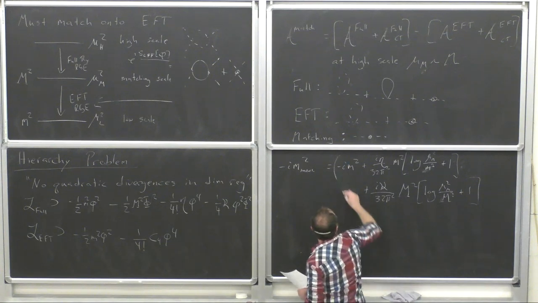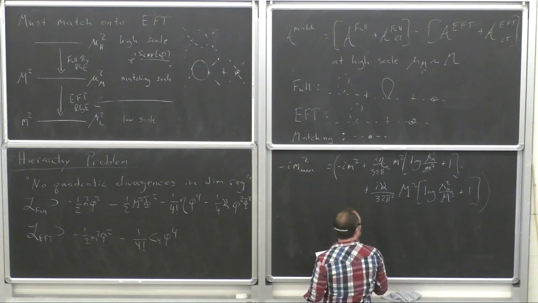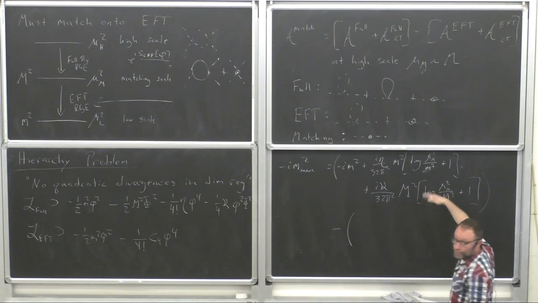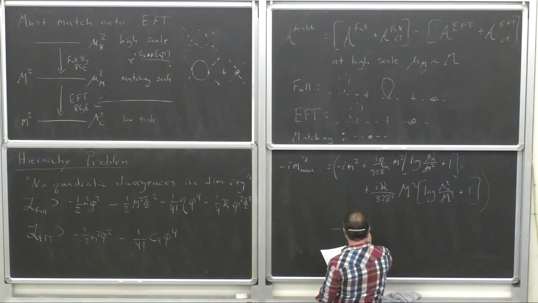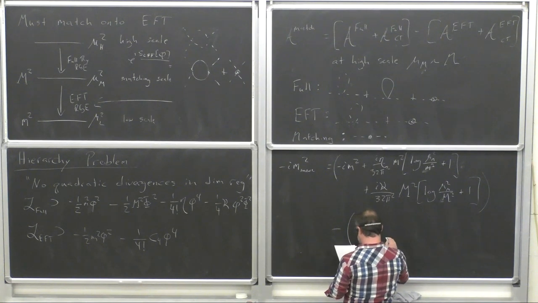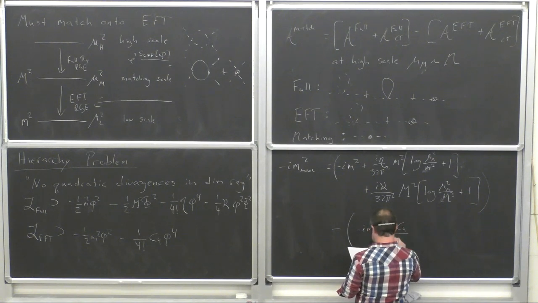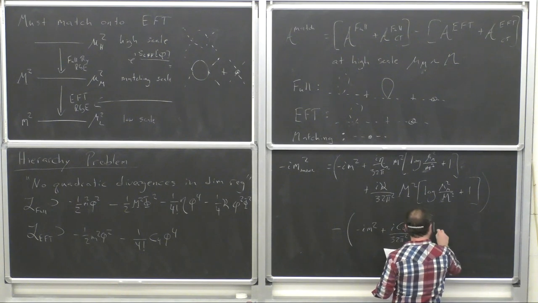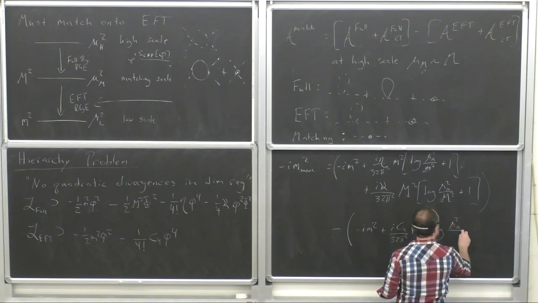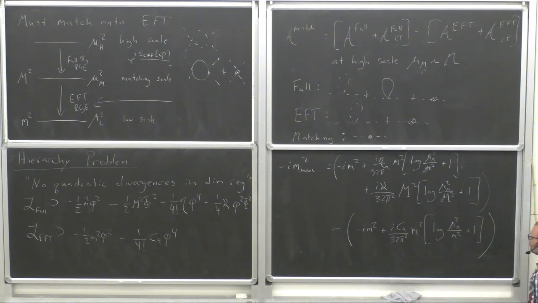And then, so that's the full theory, and then minus the EFT part. Notice I've already canceled the counterterm, right? So I don't have any 1 over epsilons. And here I just get minus i m squared plus i c4 over 32 pi squared m squared log mu m squared over m squared plus 1. Right, because I only have the EFT contribution.